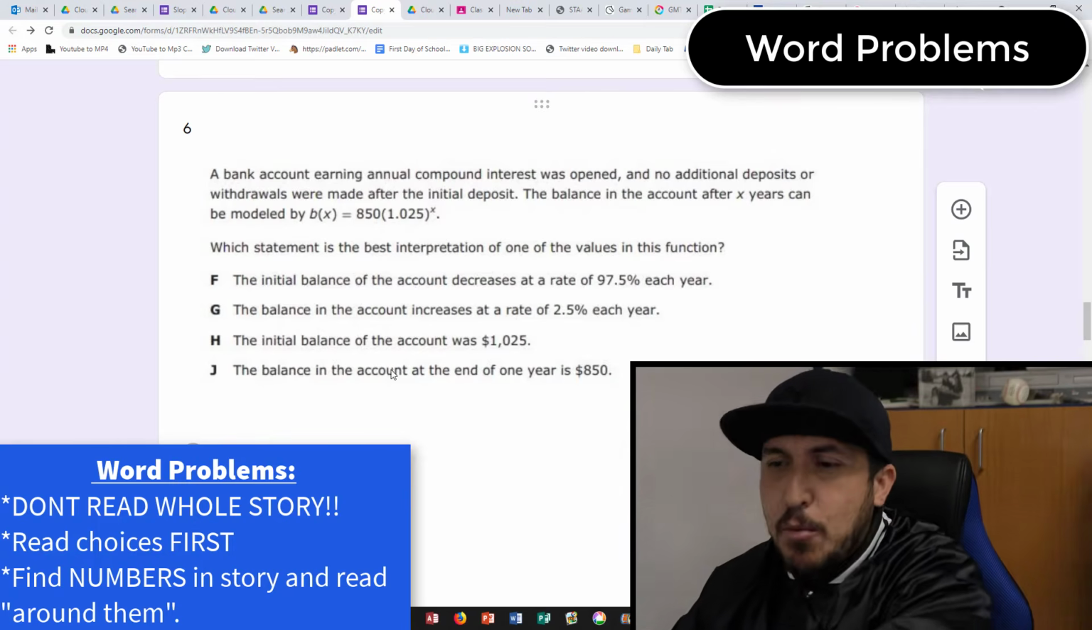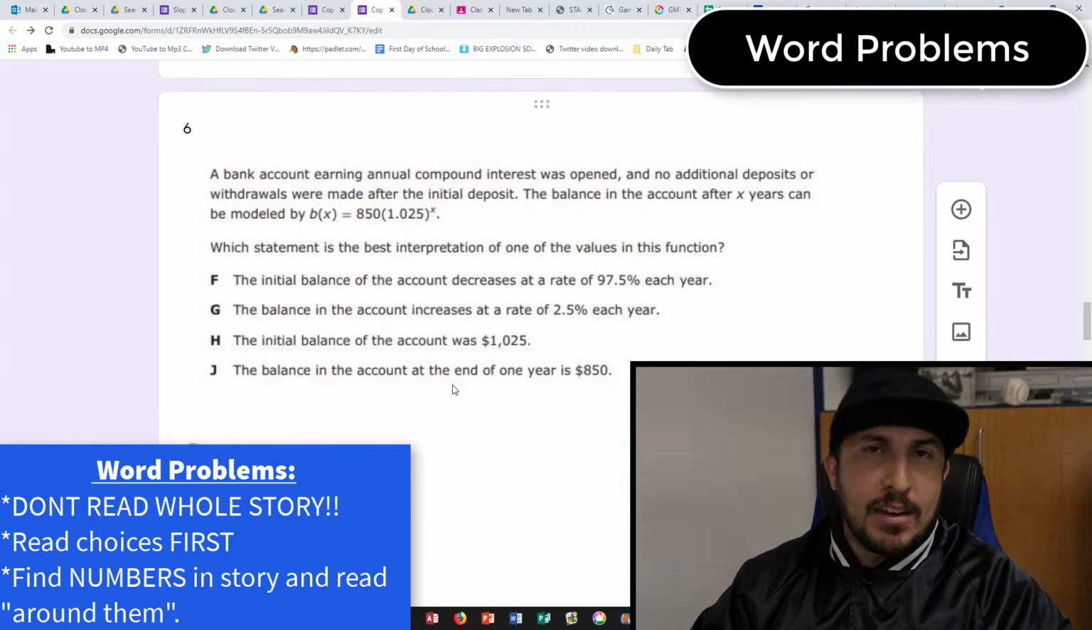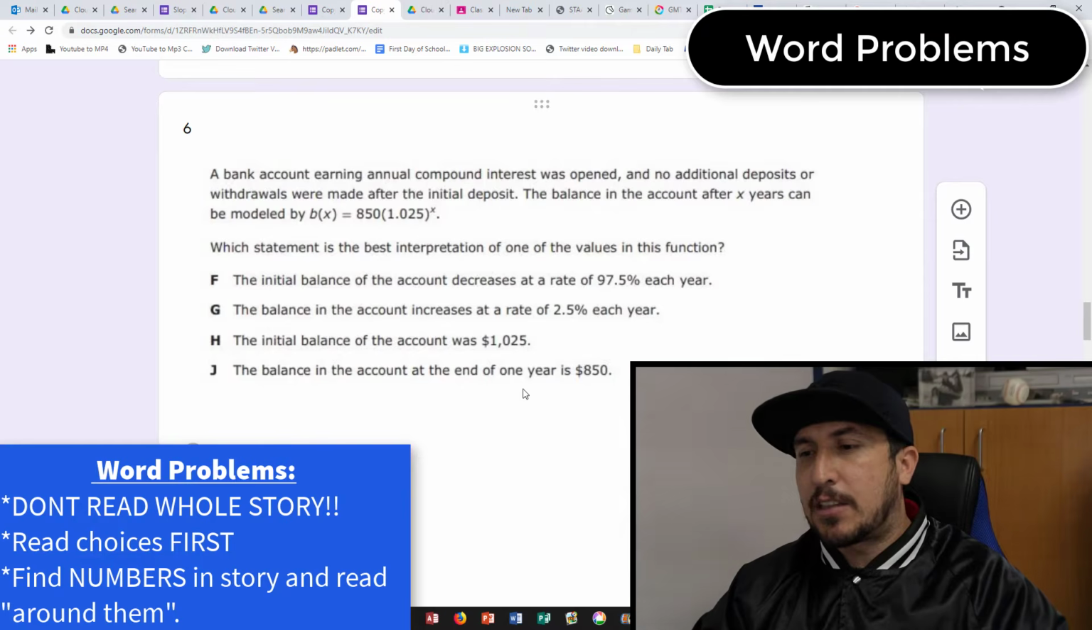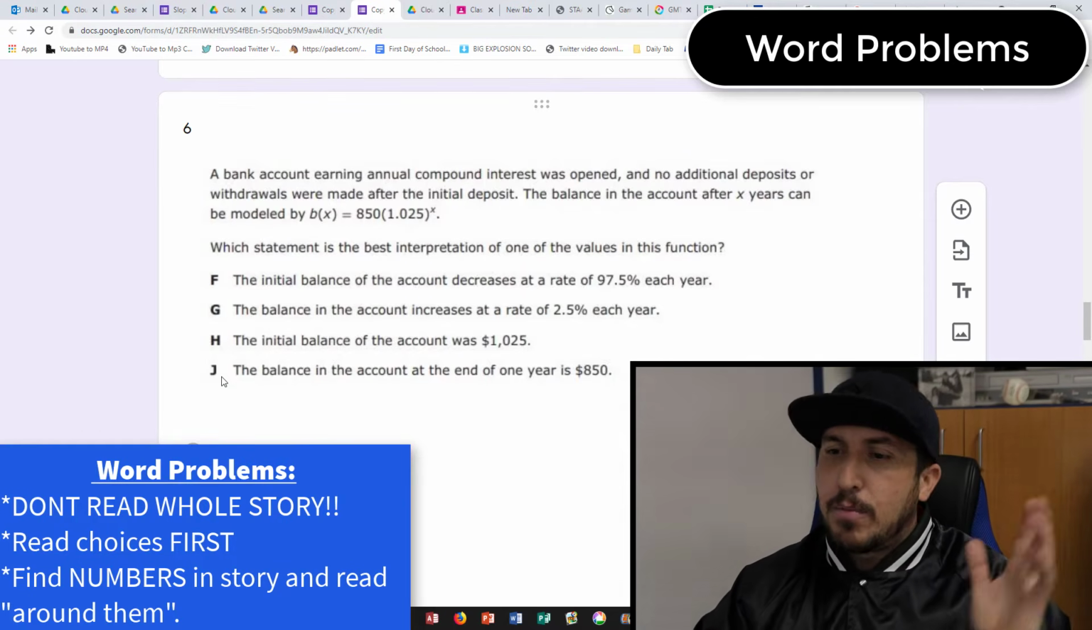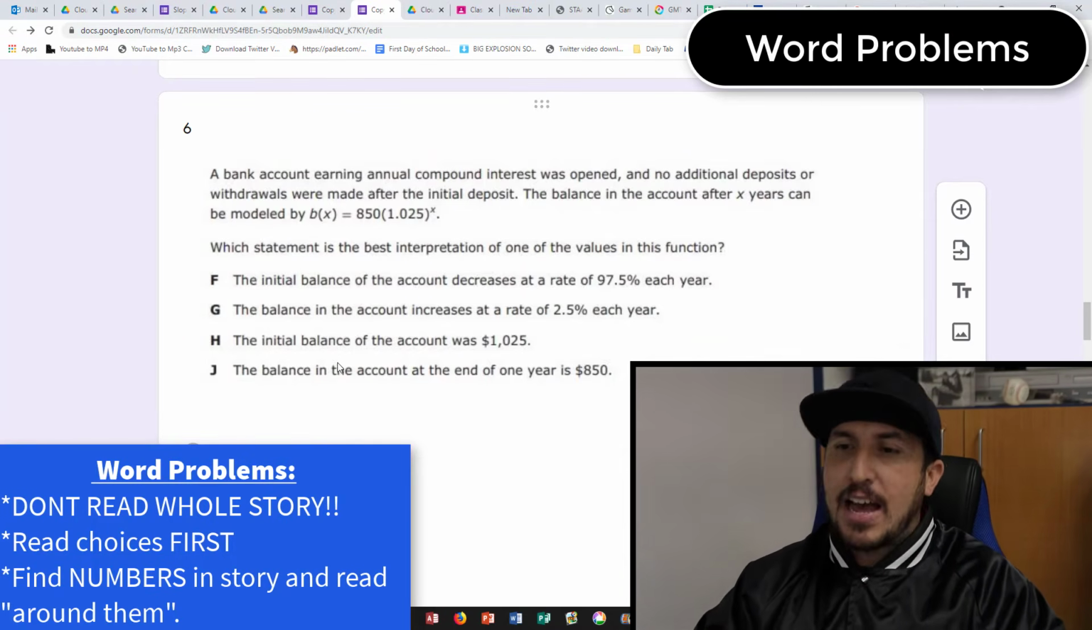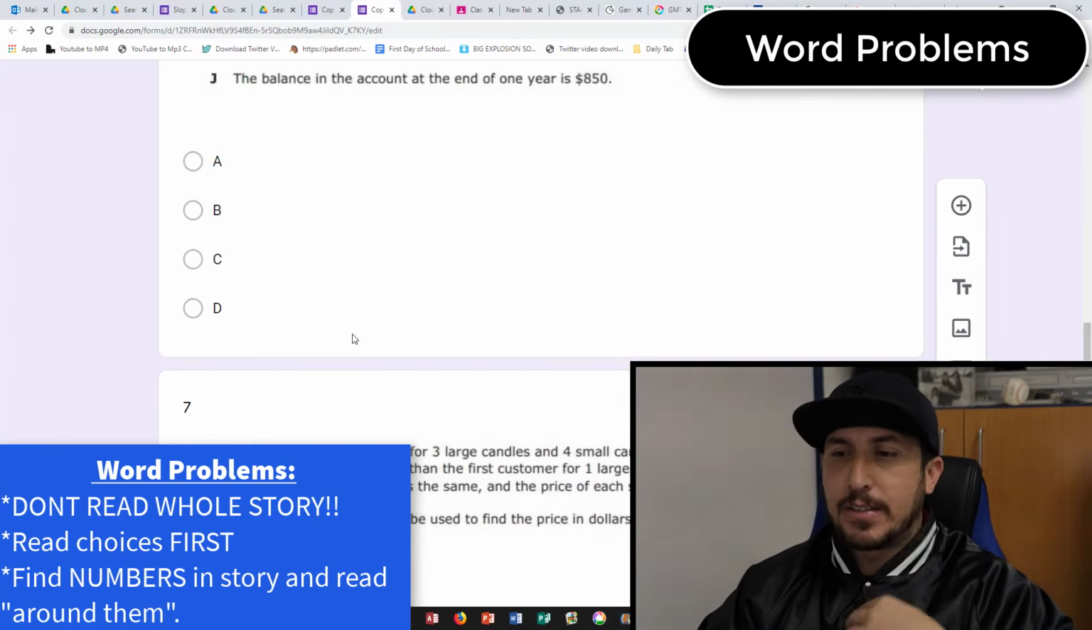So J, it lies because it says at the end. 850 is at the end of nothing. It's at the front of everything. So no, J is a lie. H is a lie. G looks good. I'm going back and I'm picking G.